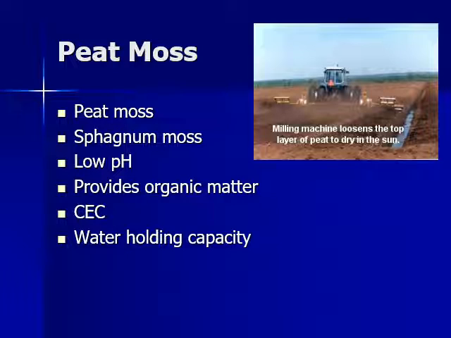Peat moss, typically harvested from bogs. Canada has some of the largest peat moss supplies in the world. Quebec, New Brunswick, northern Manitoba and Saskatchewan, although they're not really used much. It's mostly New Brunswick that has our biggest peat bogs.